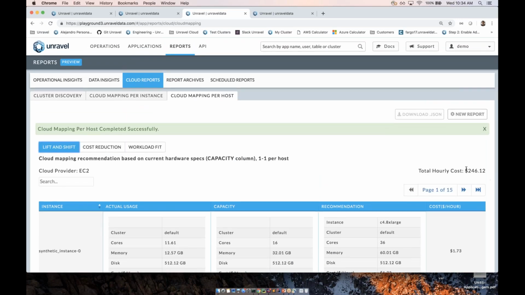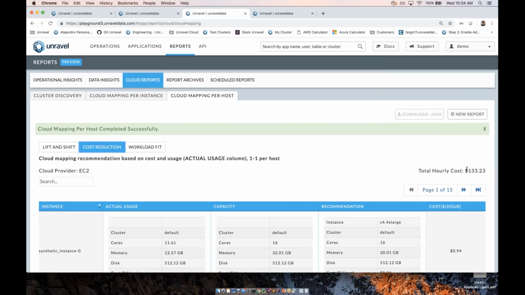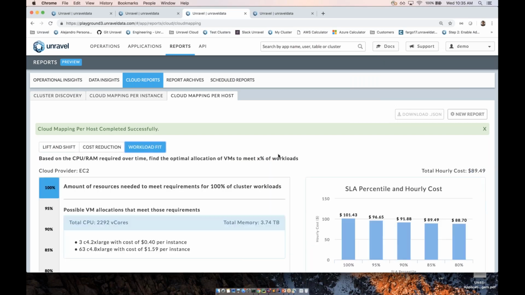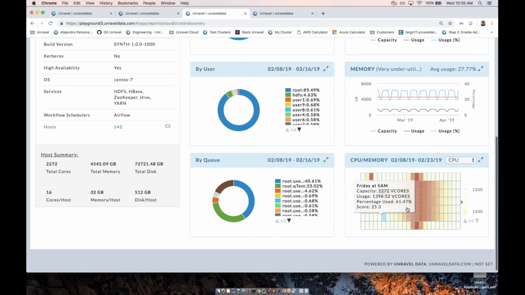Notice that the cost of lift and shift is $246. For cost reduction, it's $133, since we don't need as beefy VMs. And the last strategy is called workload fit. We use the heat map to figure out what the 90th percentile is. So in order for me to meet 90% of all of my workloads, I need roughly 2078 vcores.